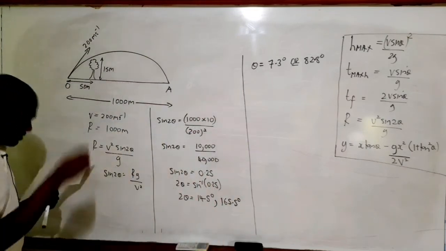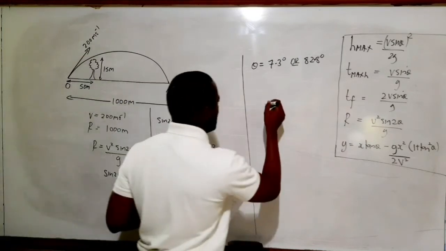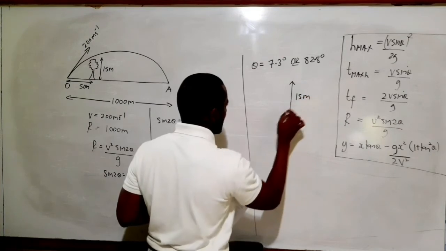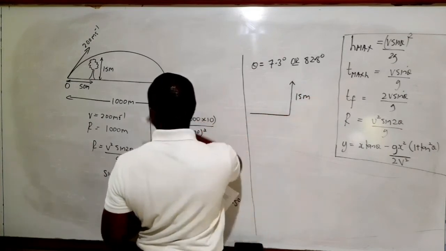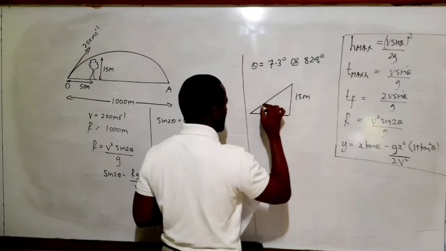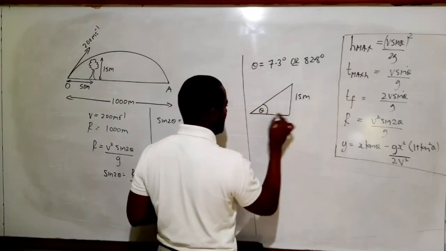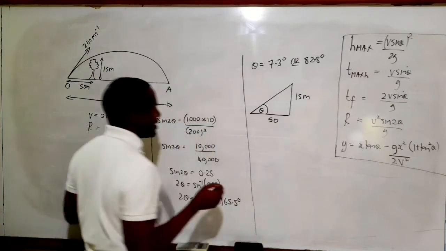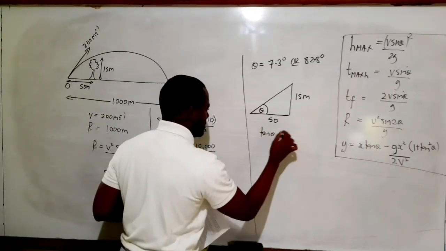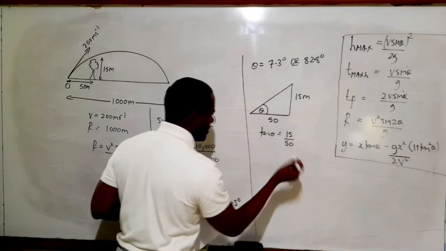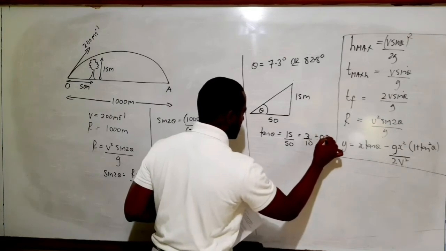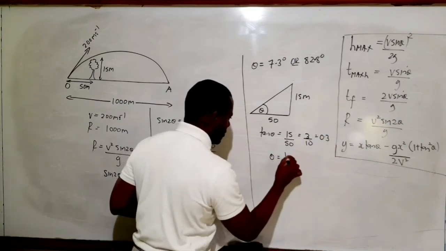Once again, the tree is 15 meters tall, and 50 meters from the point of projection. So what we have here is a right angle triangle, and let's call this angle theta. This is 15, this is 50. And so we can say that tan theta is equal to 15 over 50, which is the same thing as 3 over 10, which is 0.3, and therefore theta is equal to tan inverse of 0.3.